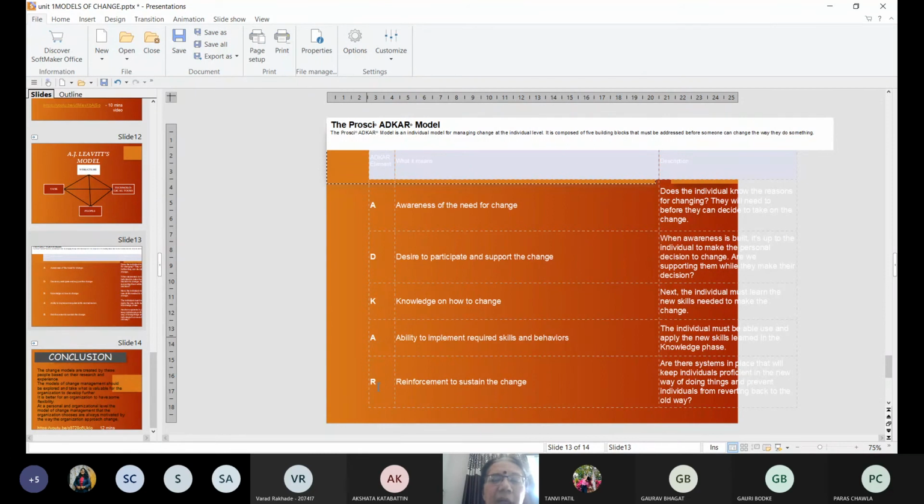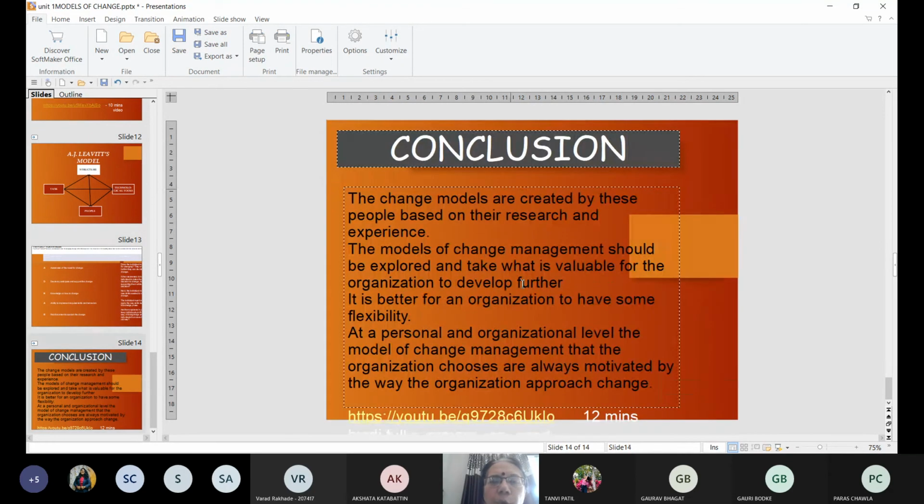And the last is reinforcement. That means whatever new things you are implementing, that has to be reinforced again and again, ताकि वो जो नया चेंज है वो लोग भूल नहीं जाए, आपके एम्प्लॉयज भूल नहीं जाए. So this is called as Prosky's Adkar model of change. So we conclude this topic.